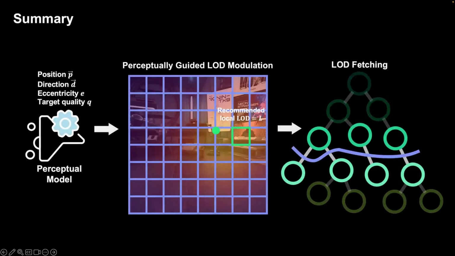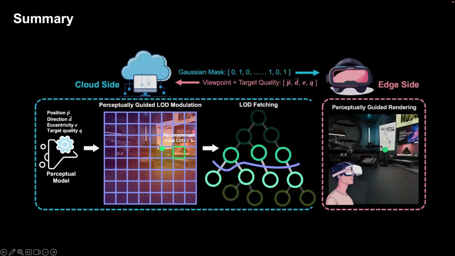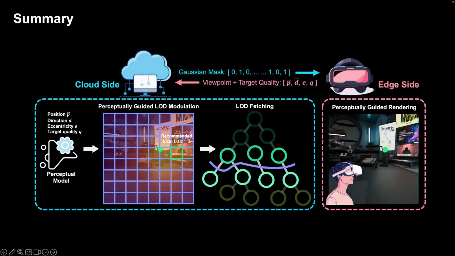In summary, we introduced a perceptually guided LOD modulation approach and an edge cloud collaborative rendering framework for 3D GS. By aligning Gaussian budget allocation with human visual perception, we move 3D GS one step closer to being truly MR ready.